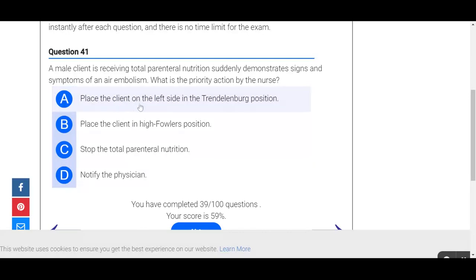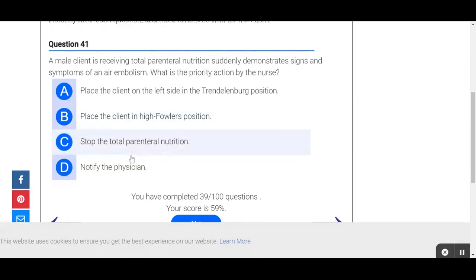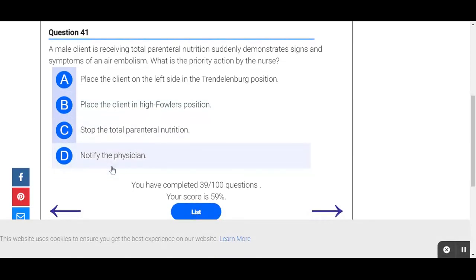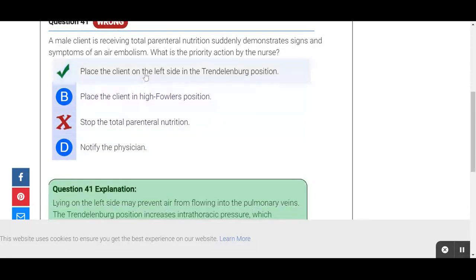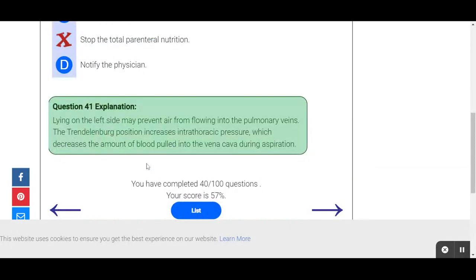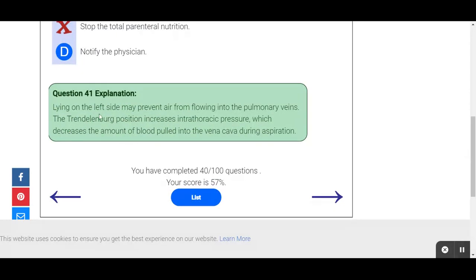Okay. Now, priority action. Place the client on the left side in the Trendelenburg position. Place the client in high Fowler's. Stop total parenteral nutrition. Notify the physician. Let's stop it. Oh no, place the client on the left side. I've been getting it wrong. Okay, so let's see the explanation.